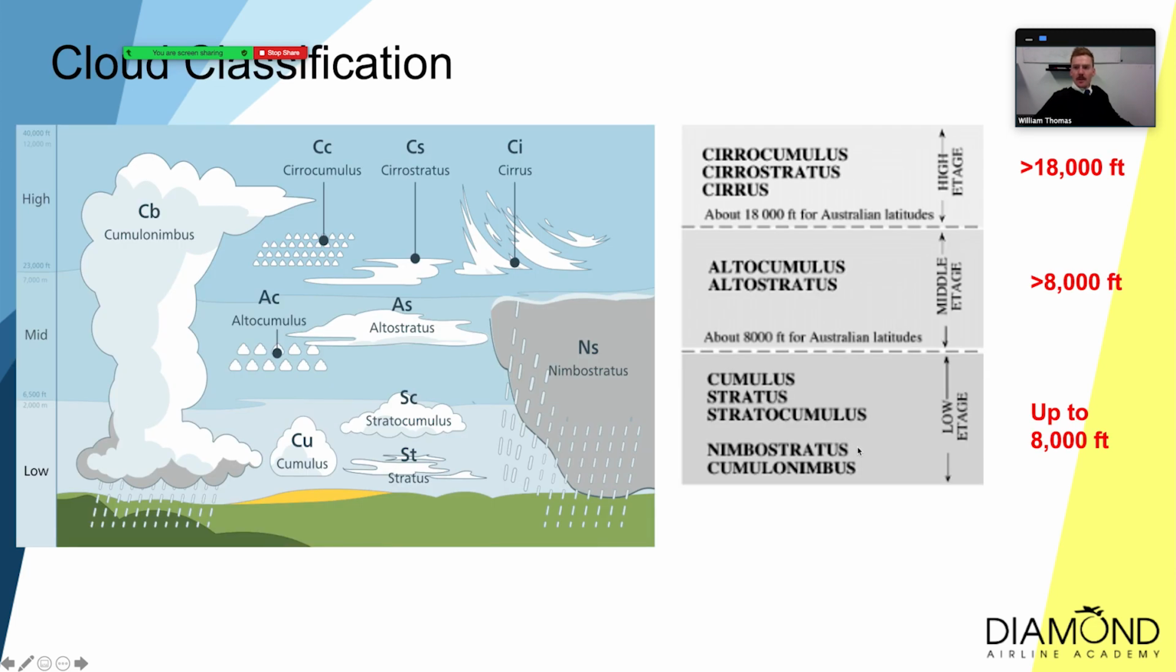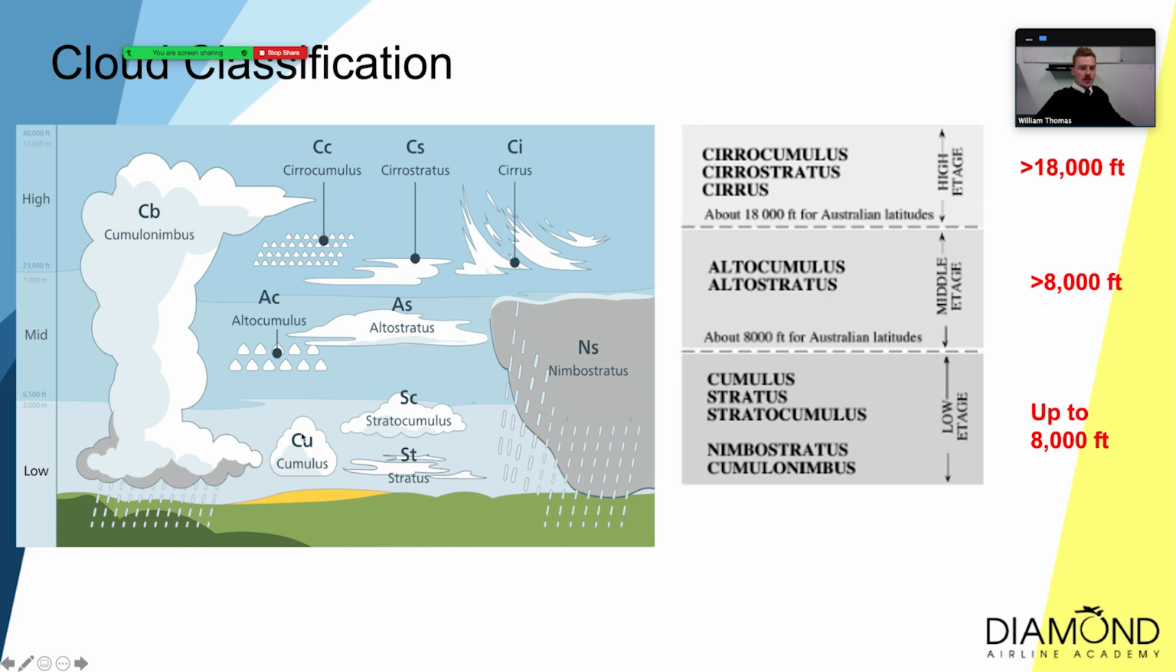Cool. All right, then above 18,000 feet, we've got cirrocumulus, cirrostratus, and cirrus clouds. Usually those types of clouds are made of ice rather than liquid water droplets. Alrighty, so let's take a look at the images over on the left-hand side.